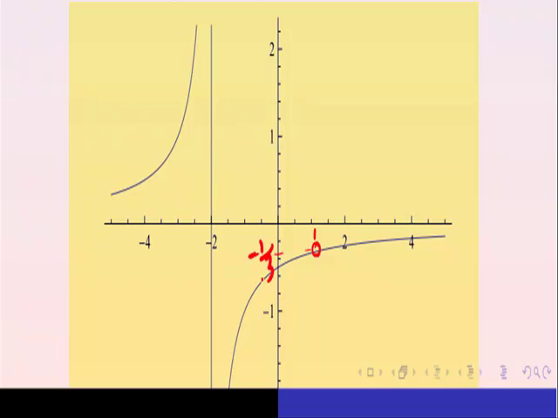Also, x equal to minus 2 is a vertical asymptote. Notice that if we approach the asymptote x equal to minus 2 from the right, the curve goes to minus infinity. And if we approach the asymptote x equal to minus 2 from the left, then the curve goes to plus infinity. That's why x equal to minus 2 is a vertical asymptote.